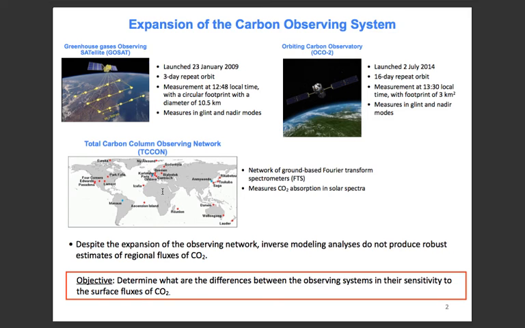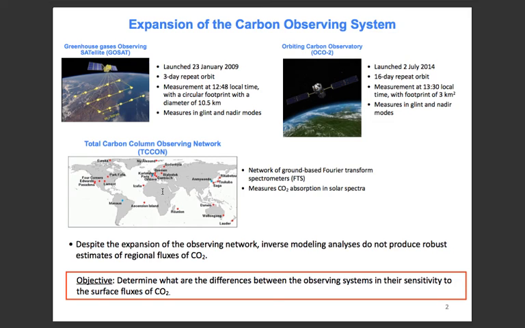And the surface network itself has also been expanding. But what's been really frustrating for us is that despite this expansion of the observing network, inverse modeling studies that use these observations to try to infer regional sources and sinks of CO2 cannot produce robust flux estimates. We see large differences between the different inversions. To some extent, that's due to model errors, as Andrew talked about before, but fundamentally, it's an underdetermined problem.